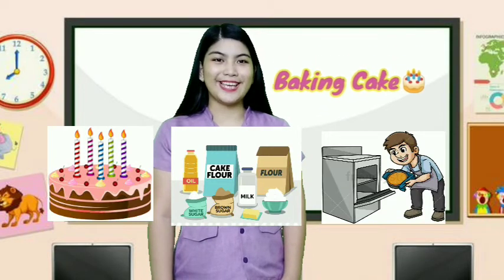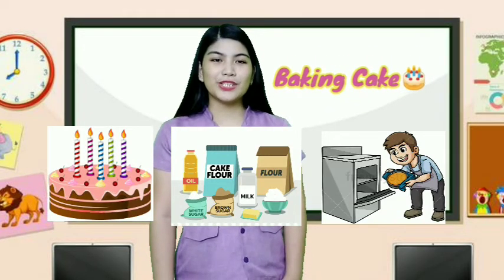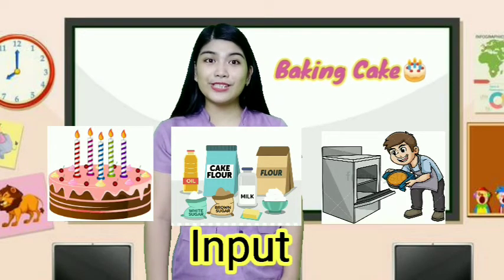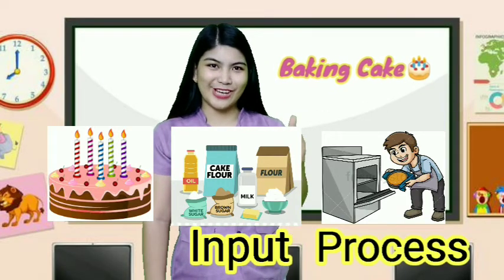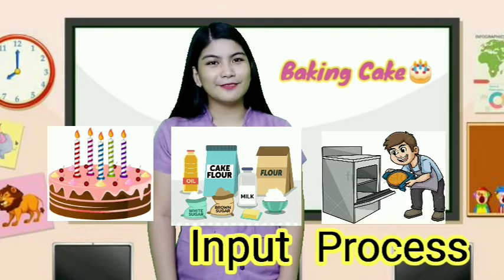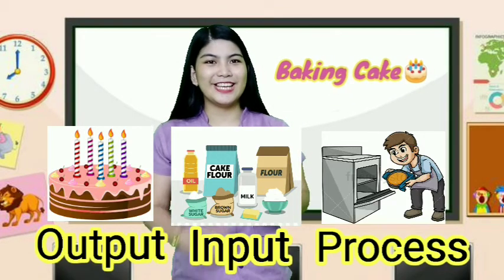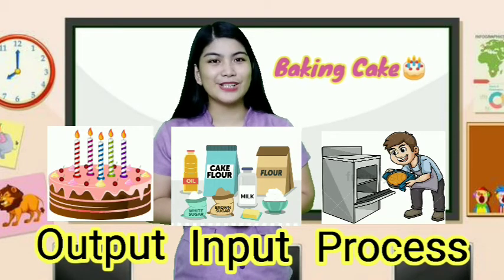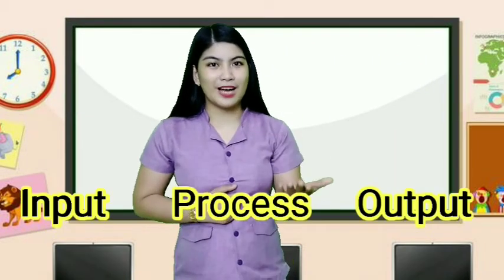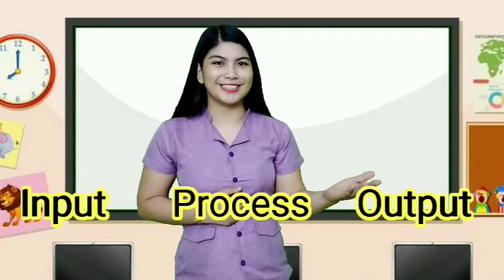Next, let us know the process of baking cake. Which is the input? Good. Which is the process? Very good. Next, which is the output? Good. It is the process of baking cake. Input, process, output. Now we are done.